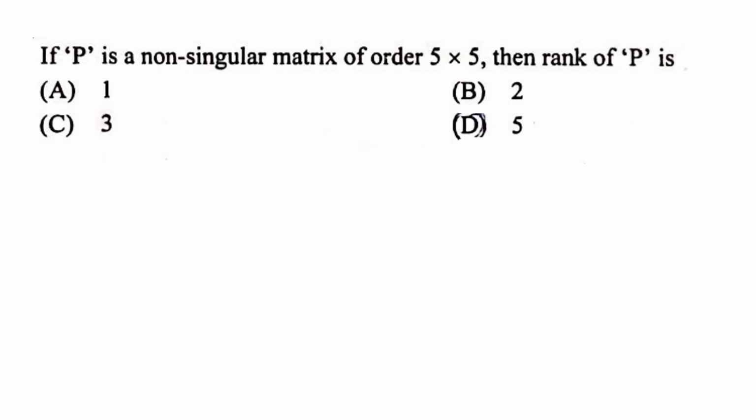If P is a non-singular matrix of order 5 by 5, then rank of P is, so singular matrix means if determinant of P is equal to 0, then it is said to be singular matrix. If it is not equal to 0, then it is said to be non-singular matrix. Here given that P is non-singular matrix. For any non-singular matrix, rank is same as its order only. Therefore, rank of P is 5.